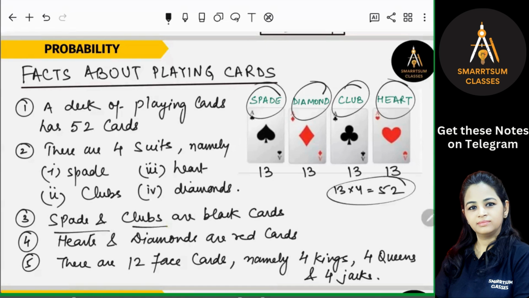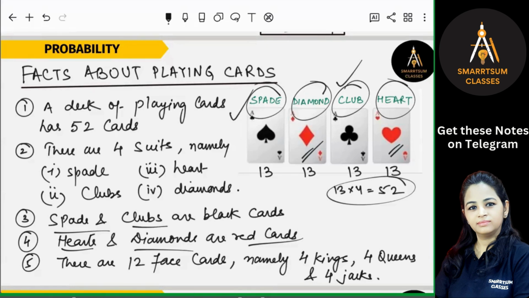Now, spades and clubs are black cards, as you can see here. In Hindi, we call them hukum and chidi. Spade is hukum, club is chidi. Hearts and diamonds are the red cards. This shape is like a diamond, that's why we call it diamond, and here the shape is like a heart. Diamond in Hindi is eent, and heart in Hindi is paan. So these are the four different suits in a deck of 52 cards.